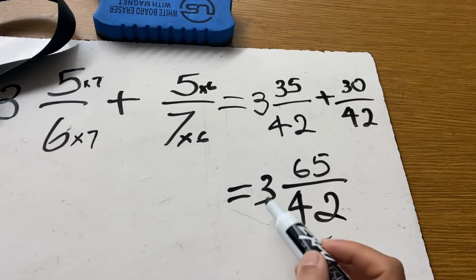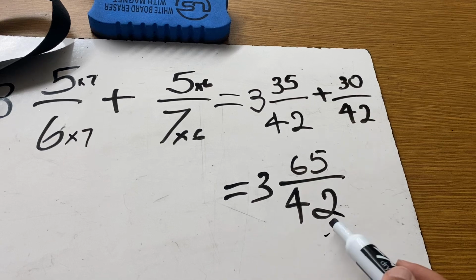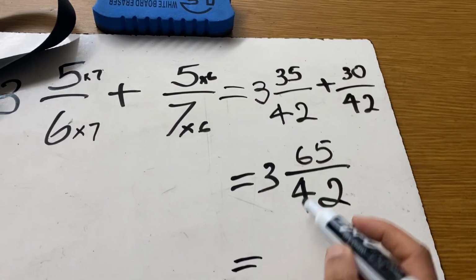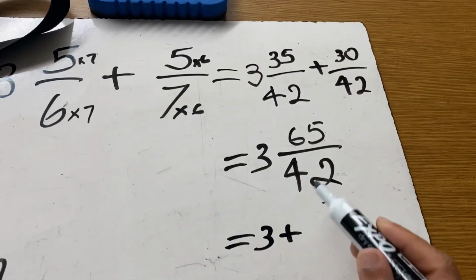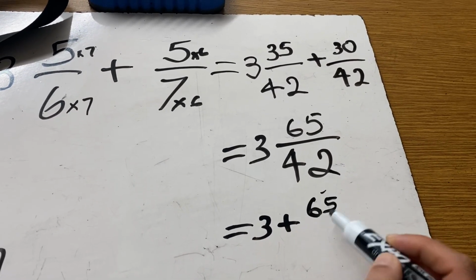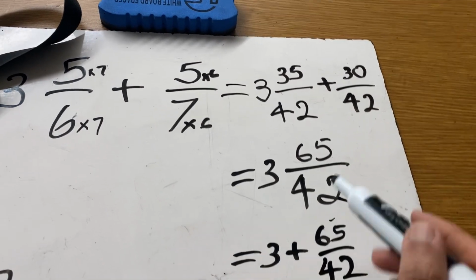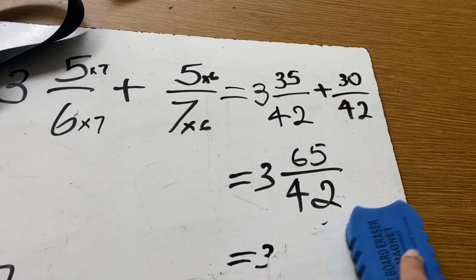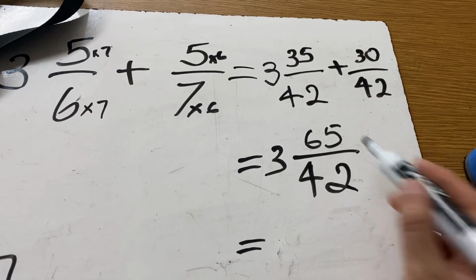Okay, what does this mean here? 3 and 65 over 42. There's an invisible plus sign here. So this is actually 3 plus 65 over 42. But we don't write that plus sign. We just know it is there, okay? We know it is there. So we need to convert 65 over 42 into a mixed number.